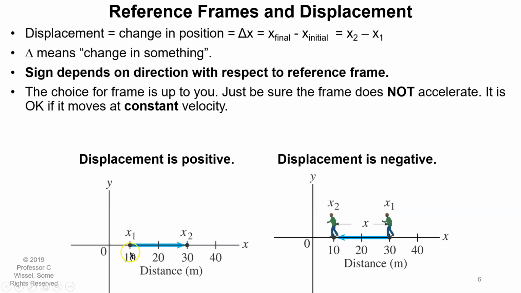The displacement in here, this direction is positive. It's going from 1 to 2. It's going in the positive x direction. This is negative. It's going from 30 to 10, it's going in the negative x direction. This one was going from 10 to 30 in the positive x direction. So this would be positive 20 meters, and this would be negative 20 meters.